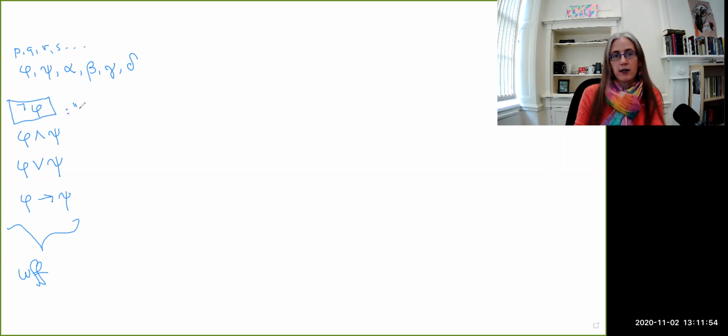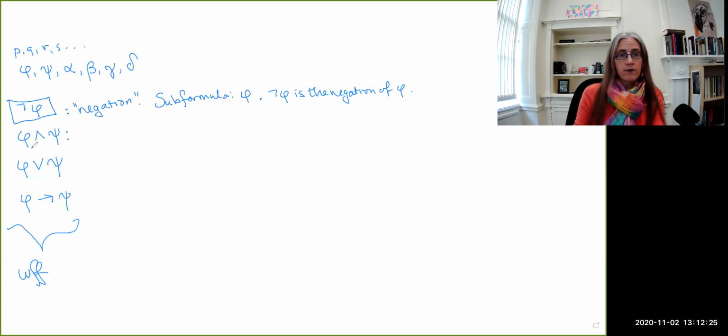This type of formula is called a negation. And it has as a subformula phi without the negation sign in front of it. So phi is a subformula of not phi. That's another way that we can read this sentence. And not phi is the negation of phi.